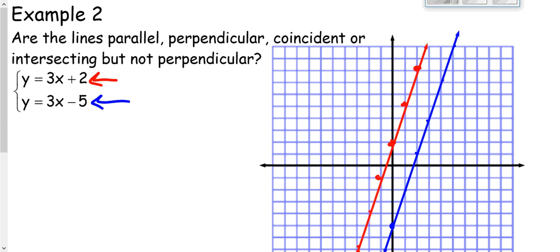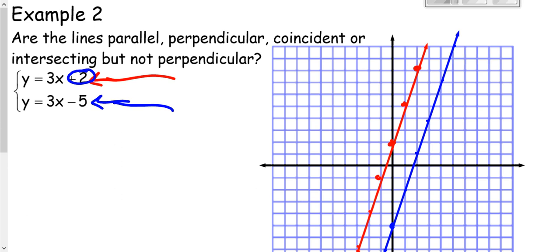So here I have graphed them. I have the first line graphed in red, and I have the second line graphed in blue. I started my red line at positive 2 because of that y-intercept, and then I went up 3 and over 1, up 3 and over 1. If you need to go back and review graphing, that's going to be in Unit 3. So you can always go back and check your notes from Unit 3 on how to graph a linear function.